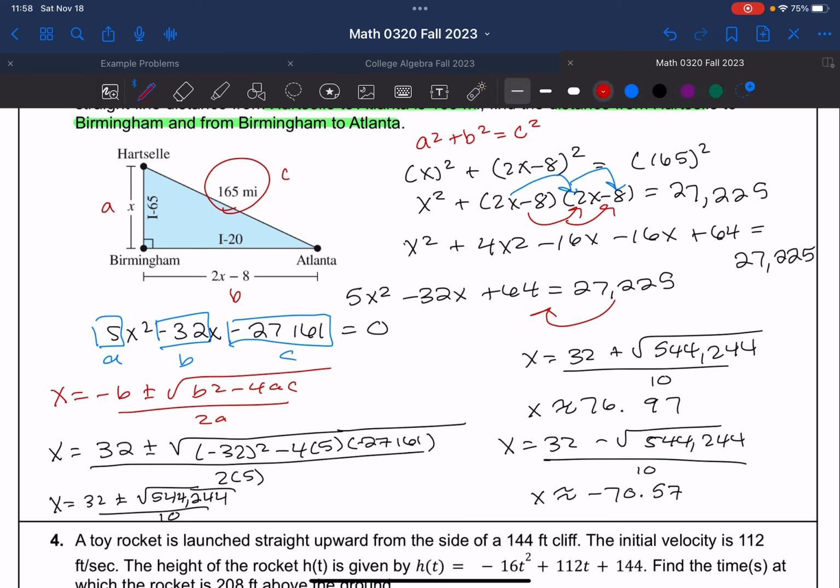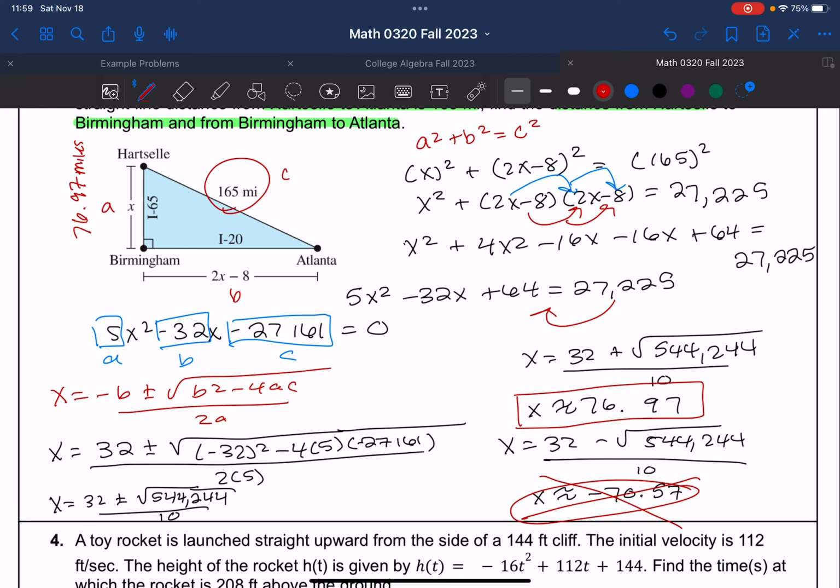Out of both of these answers, out of this positive 76 and this negative 70, this negative 70 is not possible because remember, x is representing a distance, okay? This x of a negative number is not possible because we can't have a negative distance. So that means this x equal to 76.97 is representing the distance from Birmingham to Hartselle, because this was x. So this is 76.97 miles.